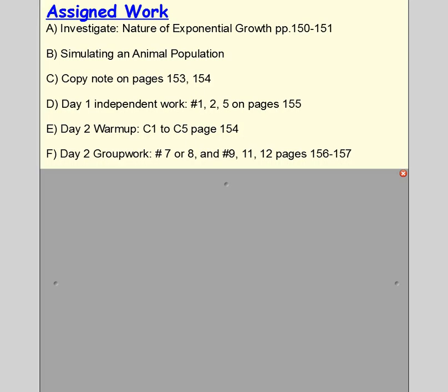And work for this section at this point, I think we've probably already done in class on day 1, the investigation, the simulation, and you've taken the note now, so coming in tomorrow we'll be looking at warm-up and group work with those following questions.